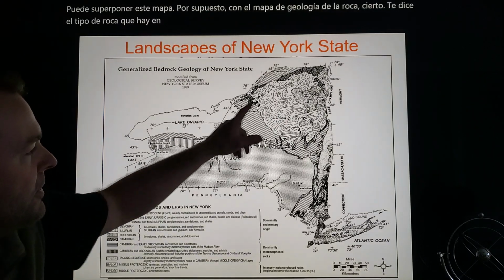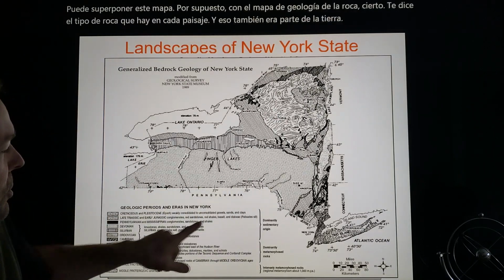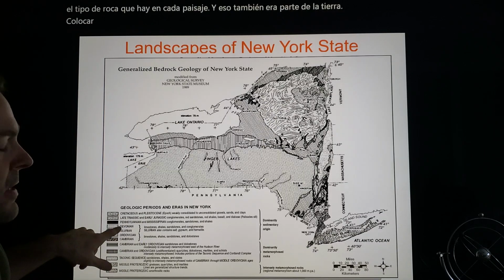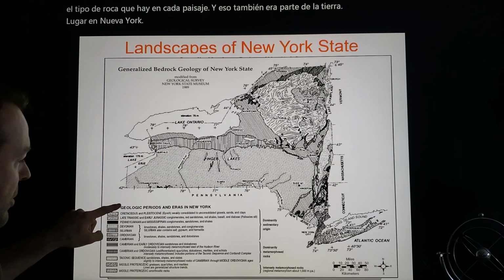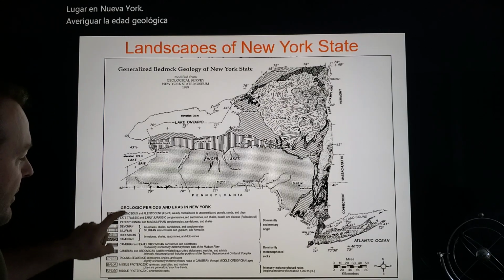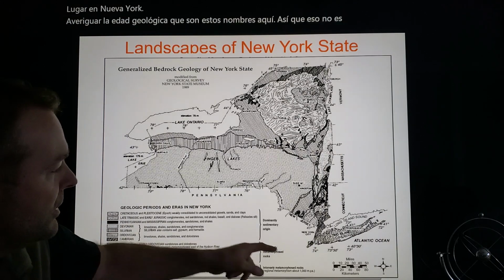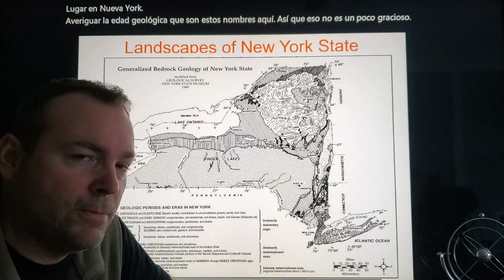You had to figure out a certain place in New York. You go down to the key, you figure out the geologic age, which are these names here. Some of them sound a little funny. And then you slide over and it'll tell you what type of rock it was. Okay?